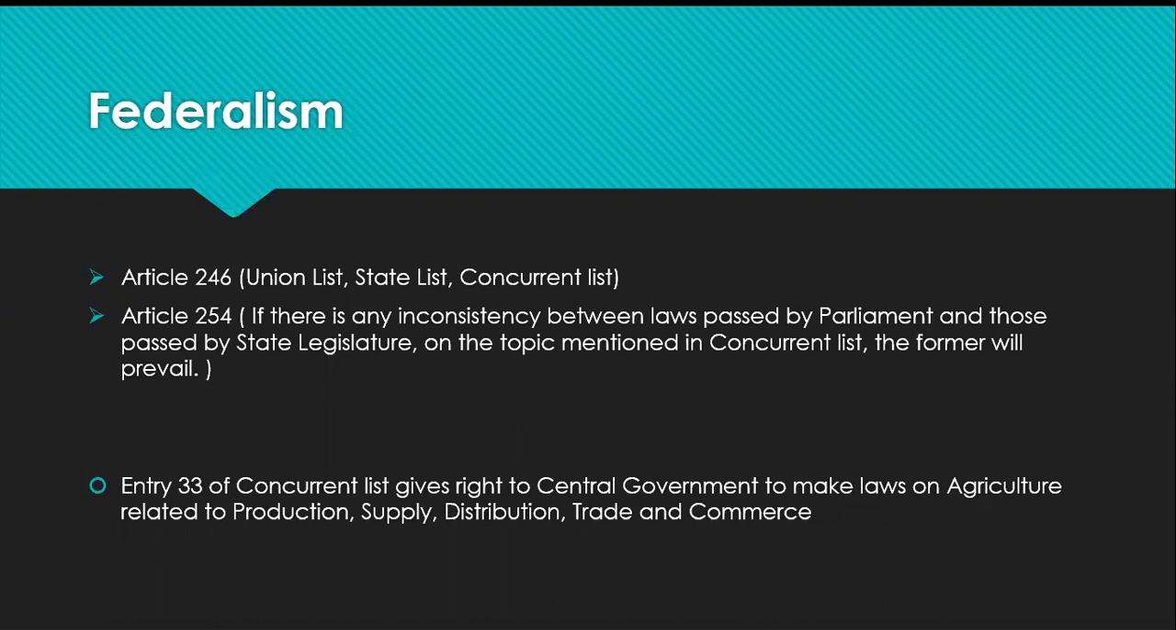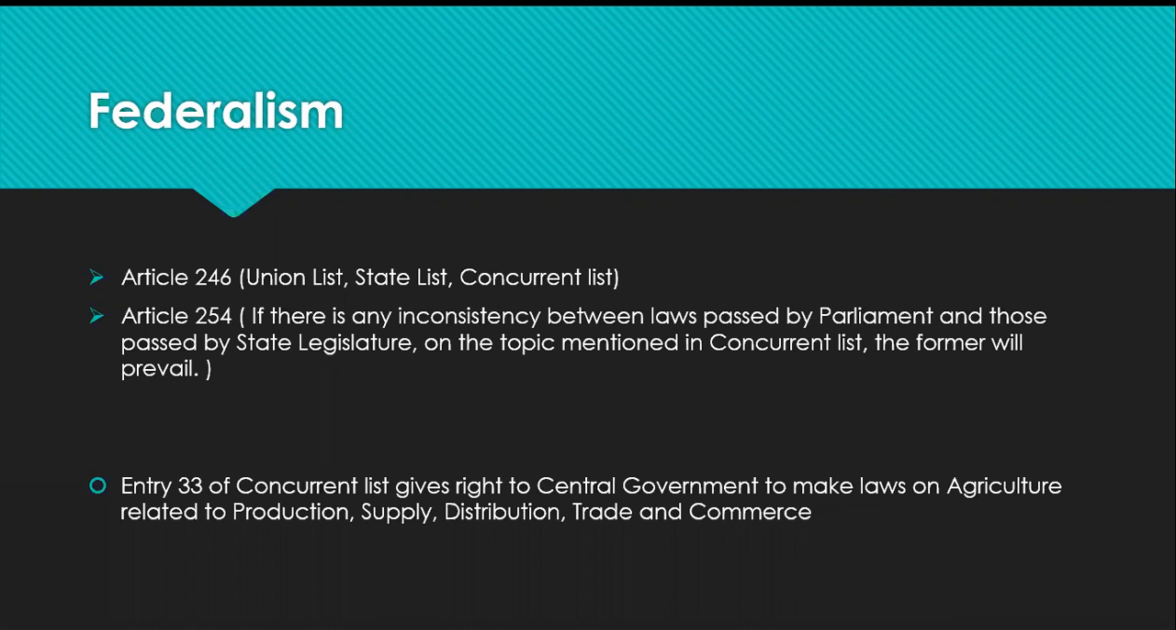Now moving on to Entry 33 of the Concurrent list. Entry 33 of the Concurrent list gives the right to the central government to make laws on agriculture related to production, supply, distribution, trade, and commerce. Now it's very important to note that agriculture as a topic is also in the State list. Means the state also has the power to make laws on agriculture, and the center also has the power, because Entry 33 of the Concurrent list gives the right to the central government to make laws on agriculture. So the center also has the power to make laws on agriculture.